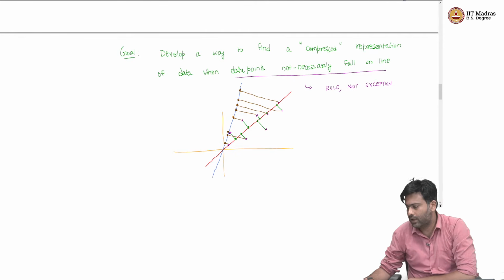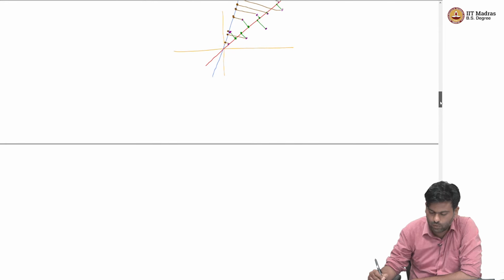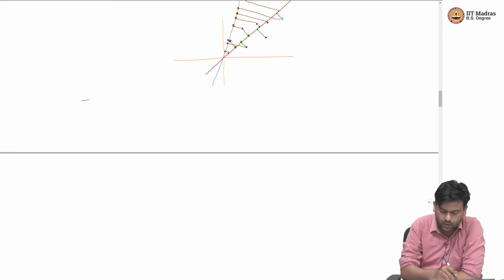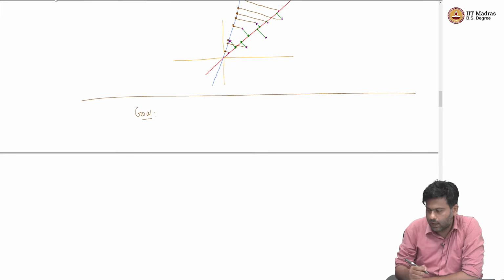Now, how do we find that is the question. So, now we have a very, very precise goal to tackle. Our specific goal now is: given a data set, find the line that has the least reconstruction error.